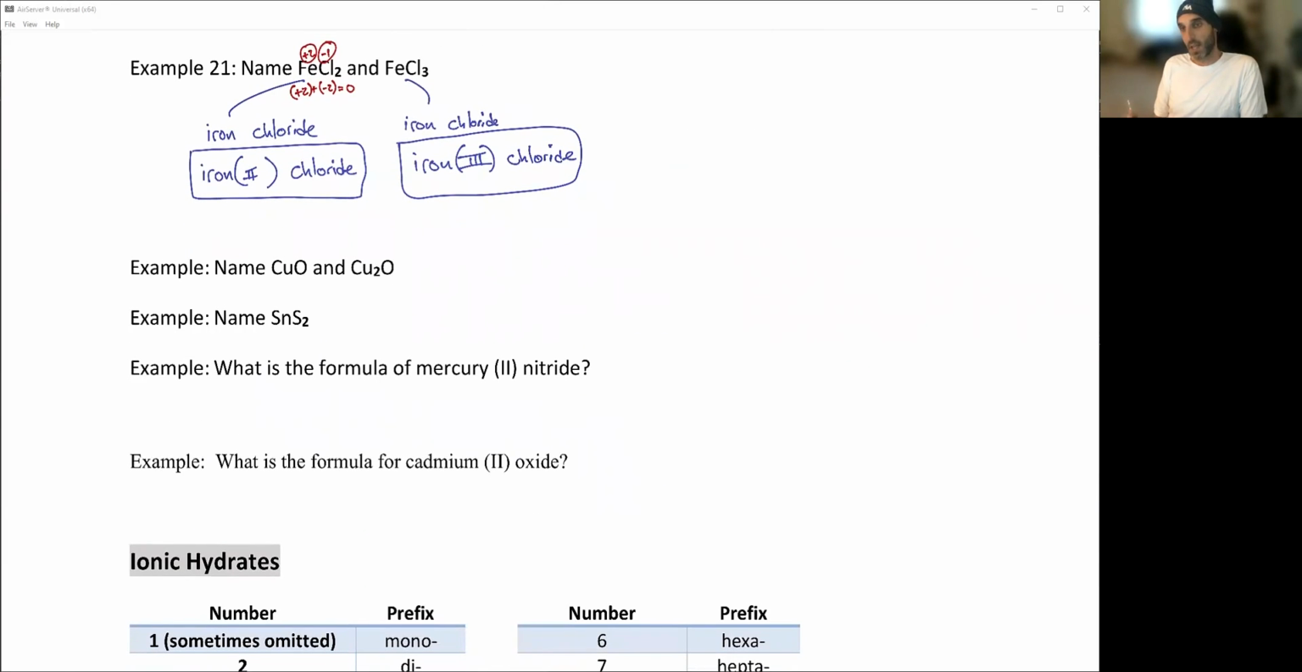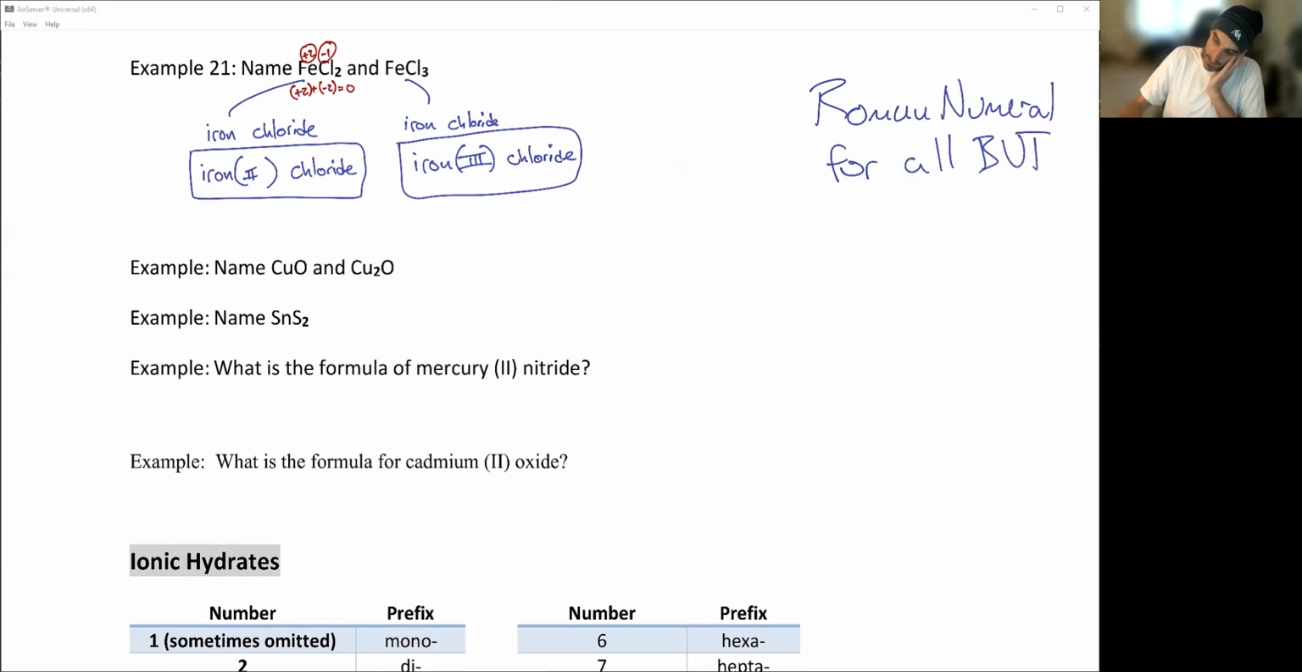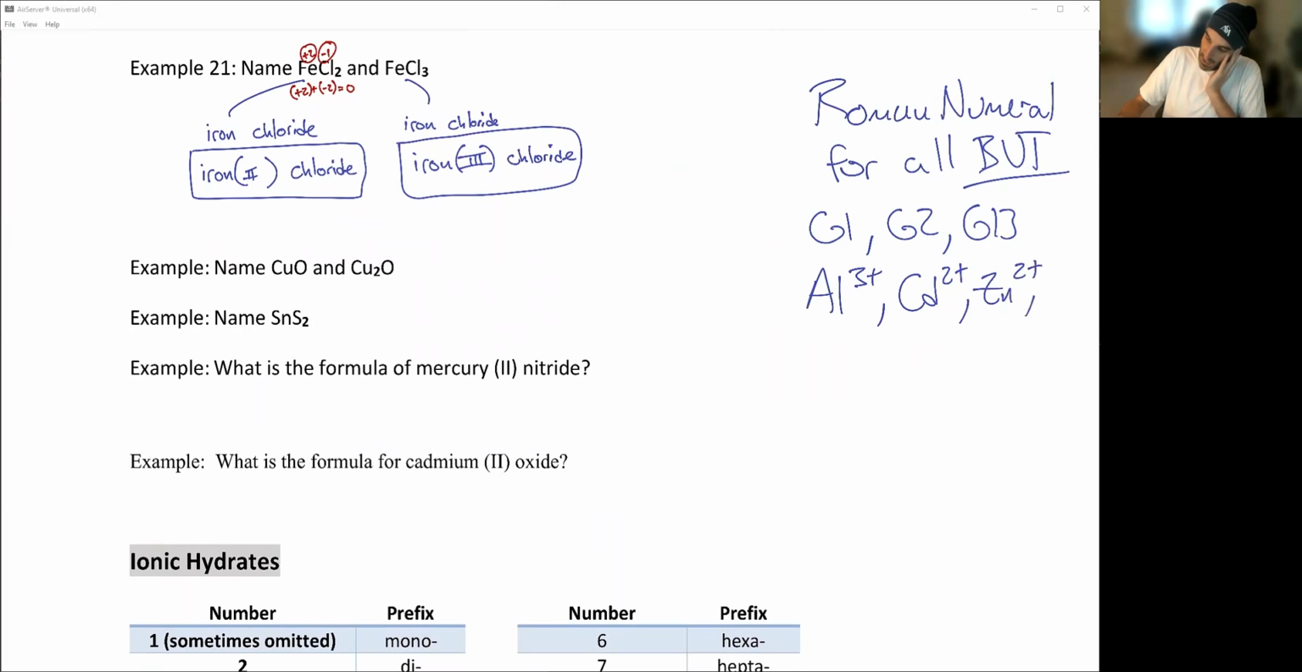Next up, copper oxide and copper oxide. Again, because these are in the D block, anything in the center of the table, we're going to have a Roman numeral for. Again, you get a Roman numeral for all but group 1, group 2, and group 3, or 13 on the more modern periodic tables. Aluminum is always 3+. Cadmium is 2+. Zinc is 2+. And silver is just +1. Anything but those sets needs to have a Roman numeral with it.